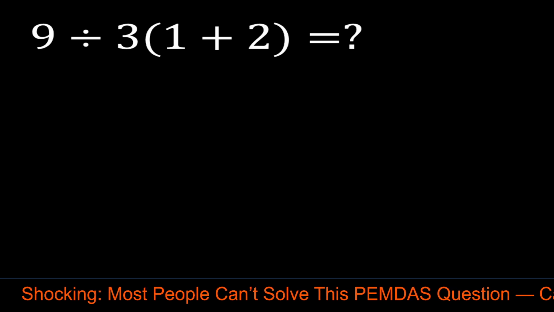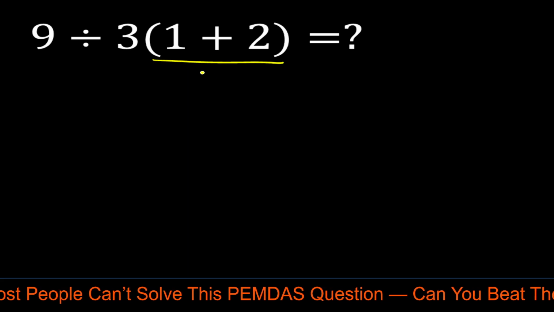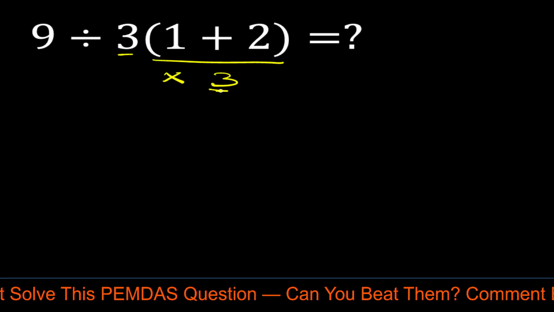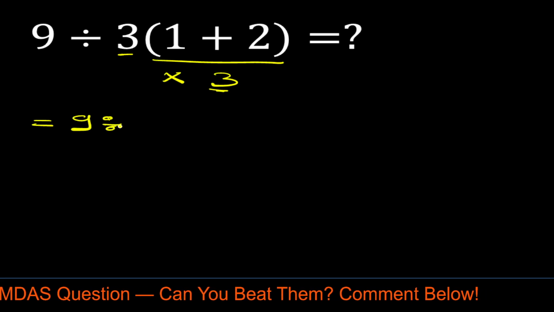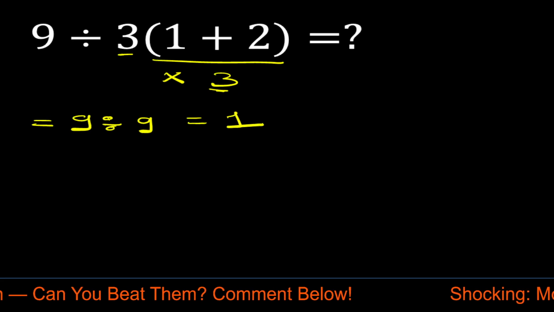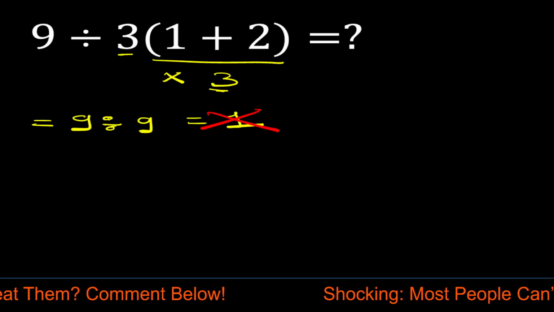So most people solve this question like 1 plus 2. So 1 plus 2 is equal to 3. Then 3 times 3. So 3 times 3 is equal to 9, right? Now 9 divided by 9. So 9 divided by 9 is equal to 1, right? But this answer is not correct. This answer is completely wrong.